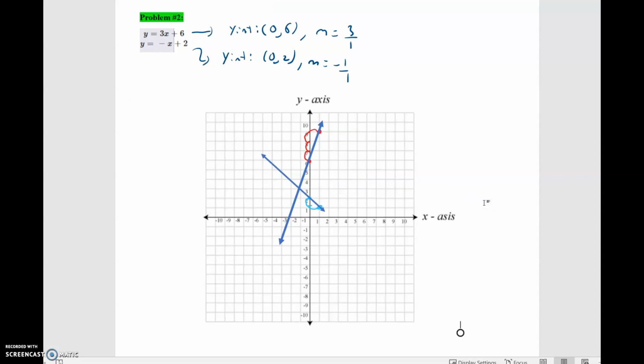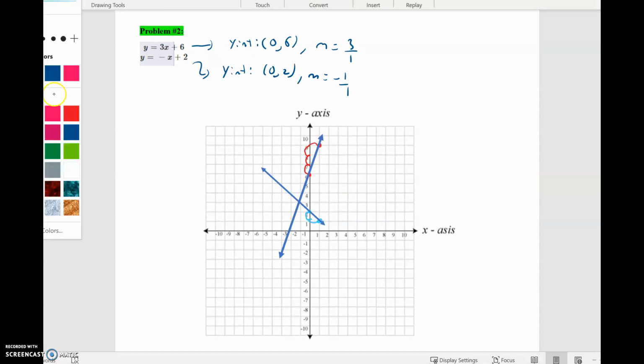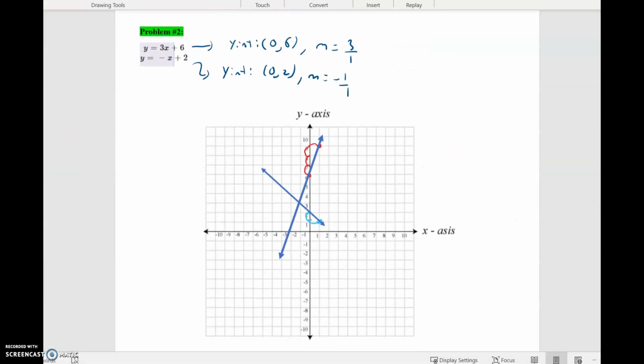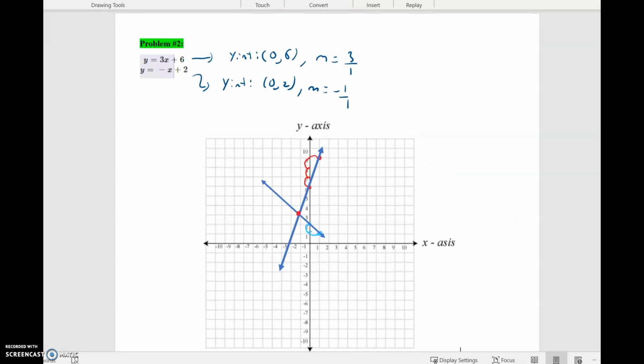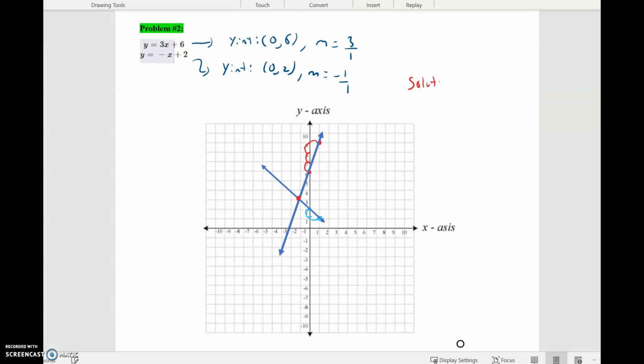Okay, at this point, we can see a solution. Our solution is going to be this coordinate point here. Let me just write it on the side. Our solution, as an x and y, is (-1, 3). I put the dot a little bit off, but you can actually see the intersection, (-1, 3).